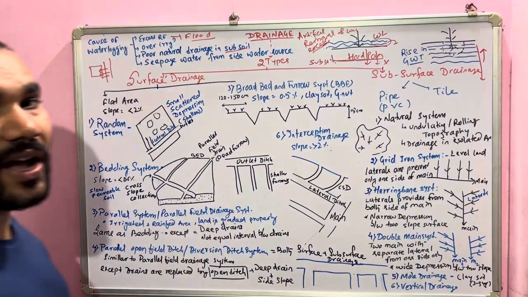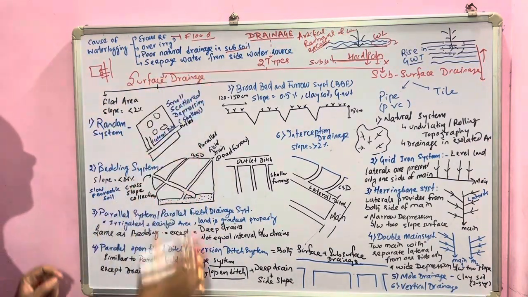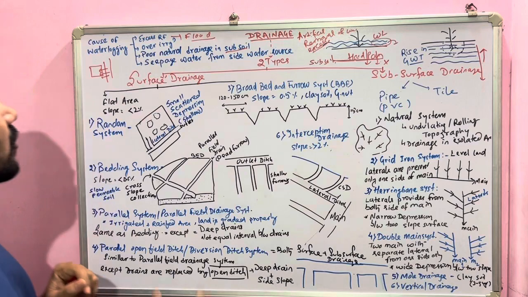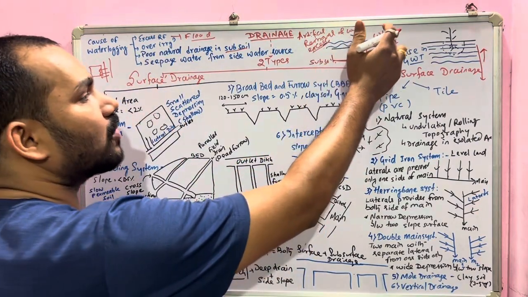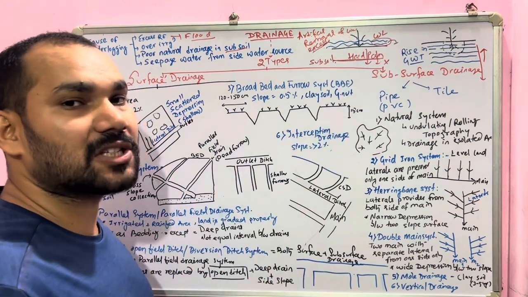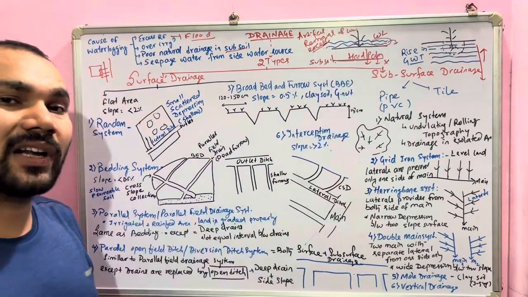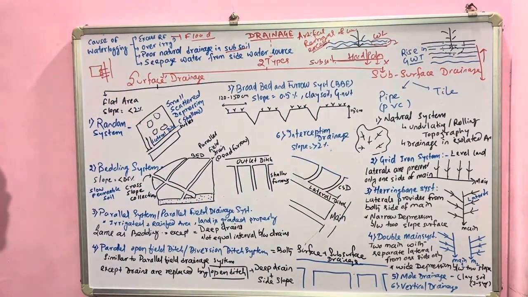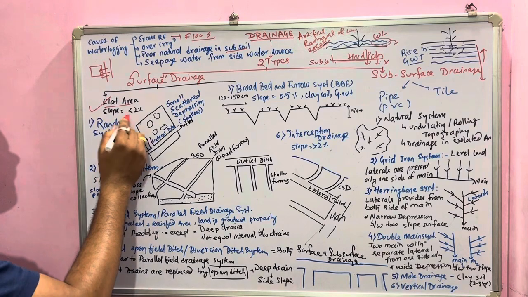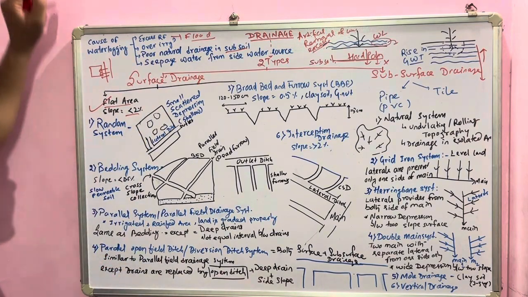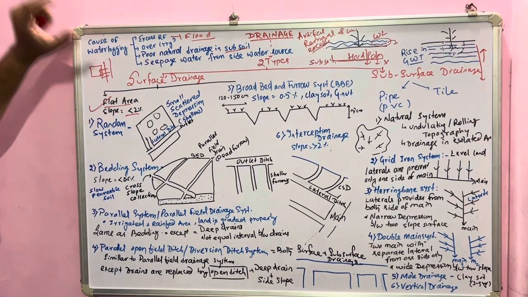So coming to the first system, that is surface drainage. Surface drainage generally means we have to remove the surface water which is present in the waterlogged condition. If you have an area which is somewhat flat, where the slope is less than 2%, then in this case I can approach it with different methods.